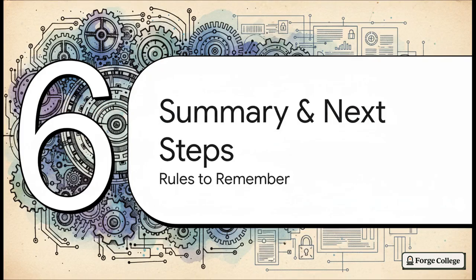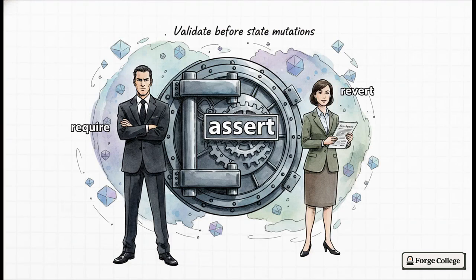Section 6. Summary and Next Steps. Engineering rules to remember. Let's quickly review the core engineering rules we've permanently inked into our mental blueprints today. First up, always use require as your bouncer for input and external validation. Second, reserve assert solely as the heavy vault door for those impossible internal invariants. Third, utilize revert paired with custom errors to act as your efficient manager. This provides typed diagnostics and saves a ton of gas. And finally, always validate your conditions before mutating any state.